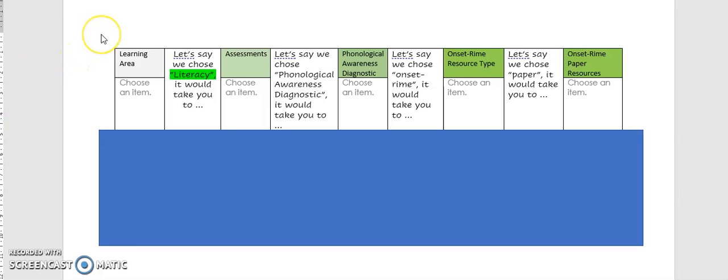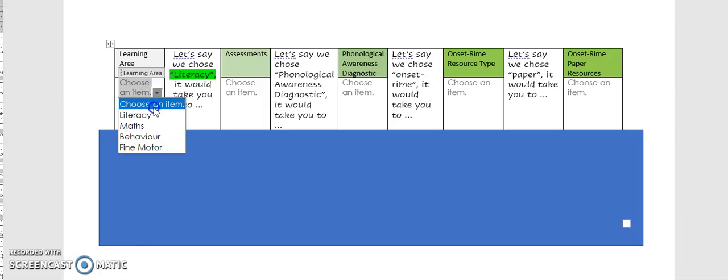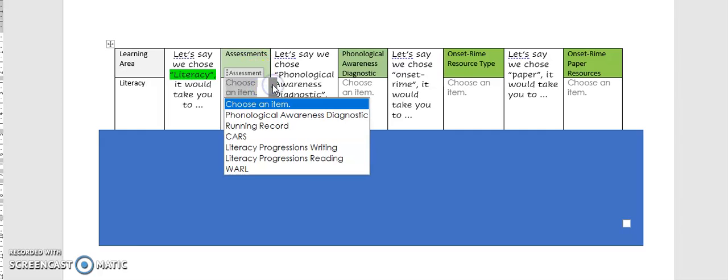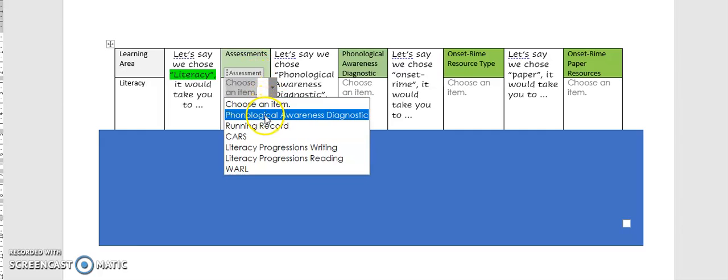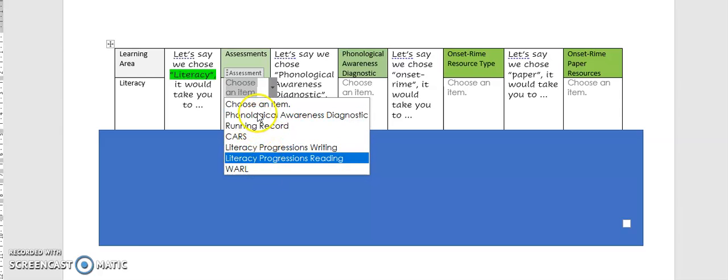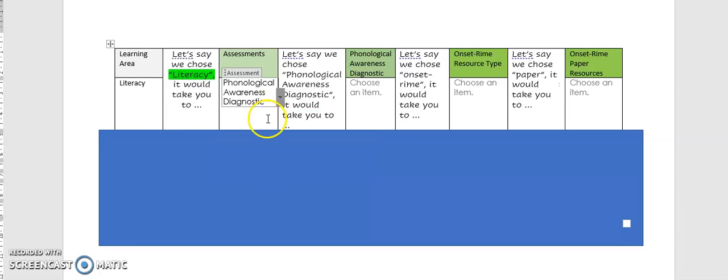So you've got here the learning area. You'd choose an item, and you could choose from something like literacy, maths, behaviour, fine motor. So let's just say you chose literacy, okay? It would take you to the literacy assessments. You would then choose a literacy assessment item, one of these that you might have chosen. And let's say I'd chosen the phonological awareness diagnostic.